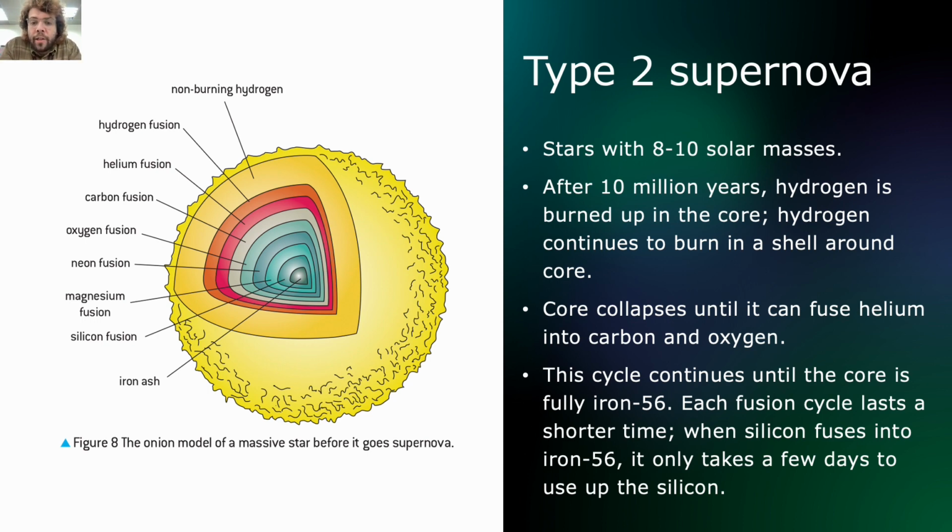What it means by iron ash is that iron is no longer usable as fuel. So the iron can't fuse anymore into creating heavier elements. So we have this basically unusable iron ash core. Now, as we go through these cycles, they start to take less and less time. So the first cycle is about 10 million years. And the final cycle, when we're fusing silicon into iron 56, it only takes a few days for that to happen. And this leads to the conditions that give us a supernova.